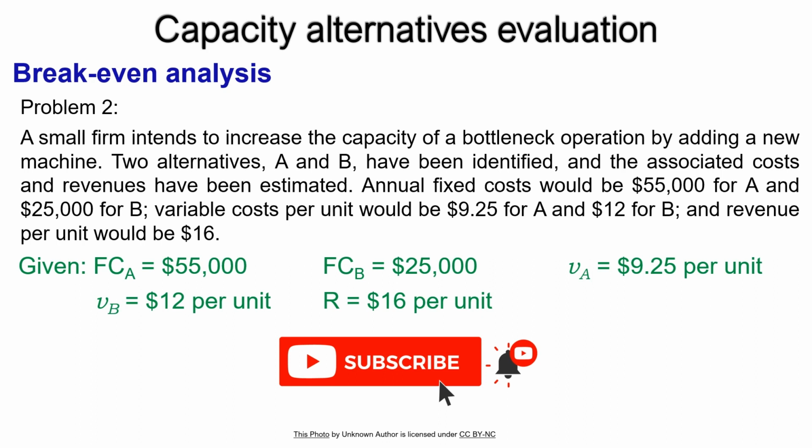We know that the fixed cost for alternative A, FC_A, is $55,000, alternative B's fixed cost, FC_B, is $25,000, alternative A's unit variable cost, V_A, is $9.25, the unit variable cost of alternative B, V_B, is $12, and the revenue per unit, R, is $16. Write down these values so you can follow me.